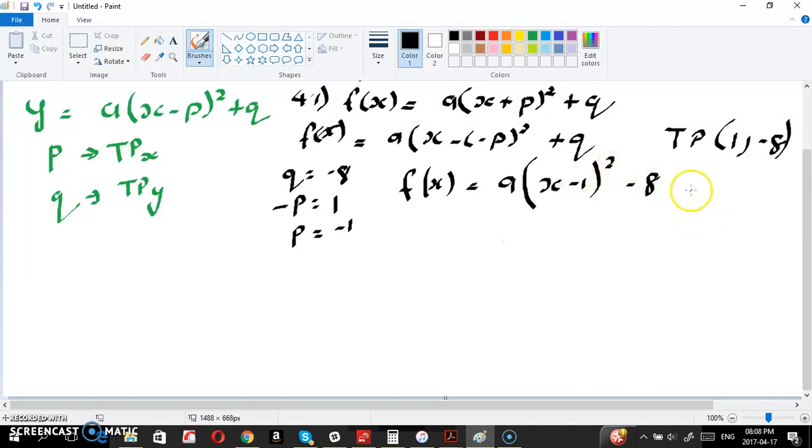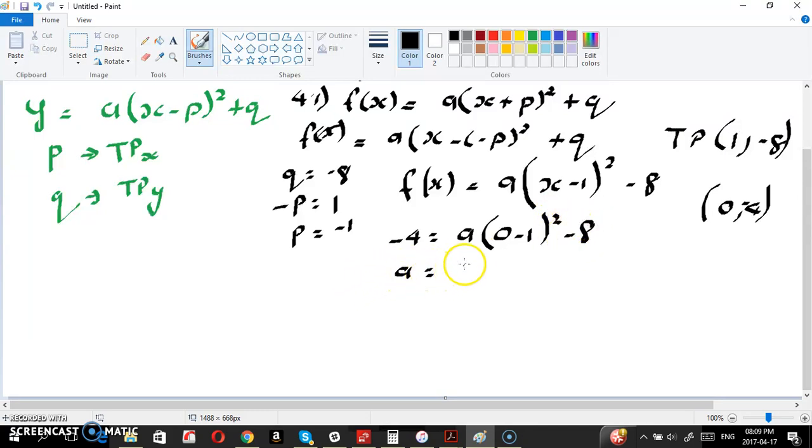And now I need to find a. And so how do I do that? I have another point, and the other point is 0 and -4. So I substitute that point in. So I can say -4 is equal to a into 0 minus 1 all squared minus 8. That eventually gives me that a is equal to 4. Now that makes sense to me because a is positive and the parabola is a happy face. And I can then write f of x is equal to 4 into x minus 1 squared minus 8.